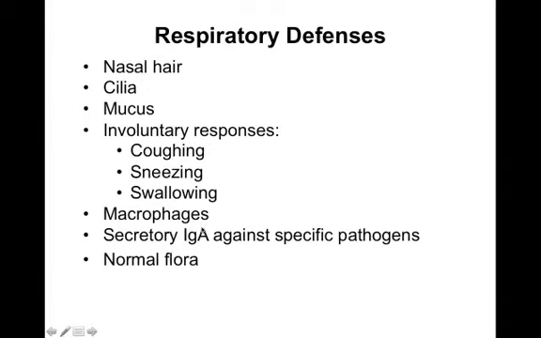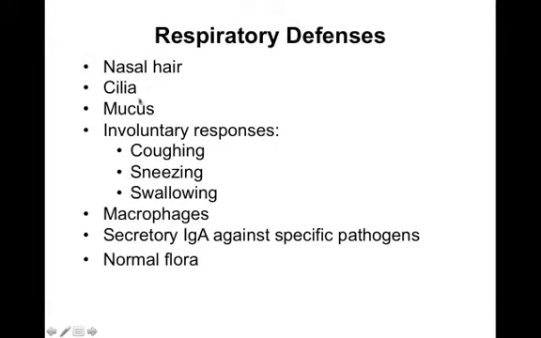Macrophages, there's tons and tons of macrophages in the lung. Each alveoli has its own resident macrophage called a dust cell, which basically phagocytoses any foreign material, including dust.